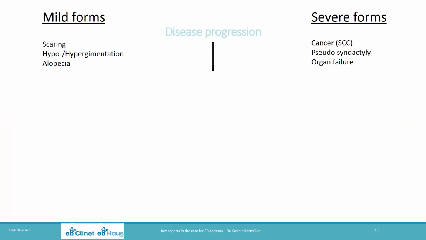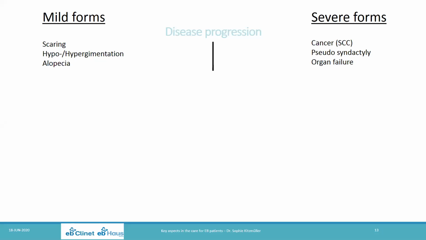For mild forms, you mainly have the issue of scarring after blistering, also the issue of hypo or hyperpigmentation, mainly on those spots where the blistering occurred, and also alopecia, so the loss of hair at certain parts of the body.